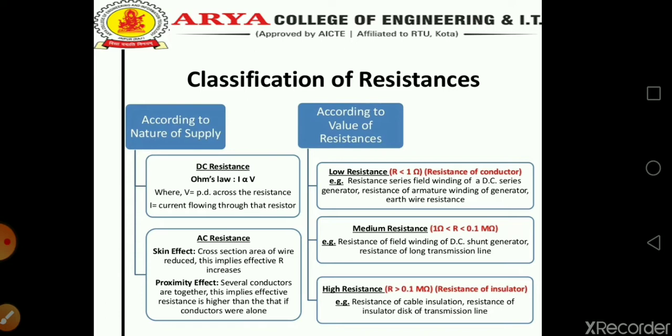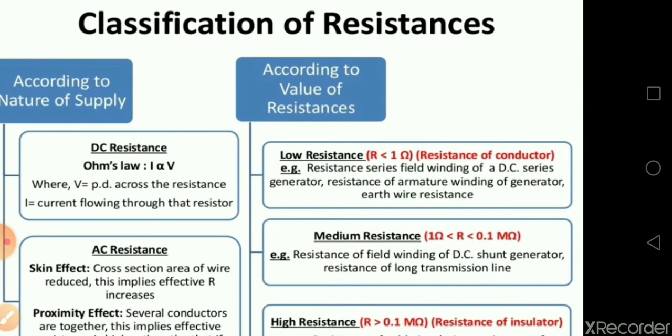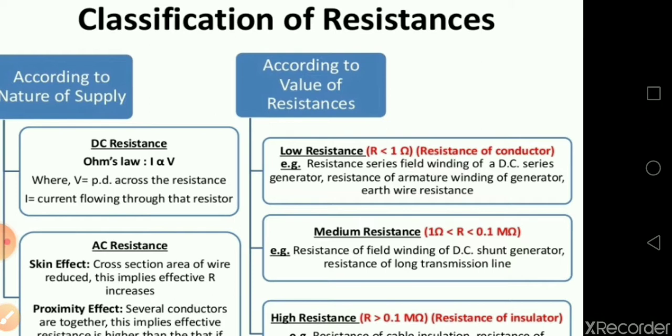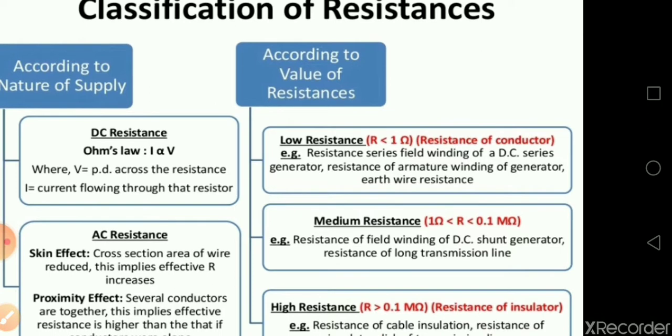According to nature of resistance, number one is low resistance, where R is less than 1 ohm, and medium resistance, where R varies between 1 ohm and 0.1 megaohm, and very high resistance, where R is greater than 0.1 megaohm. It's called high resistance.